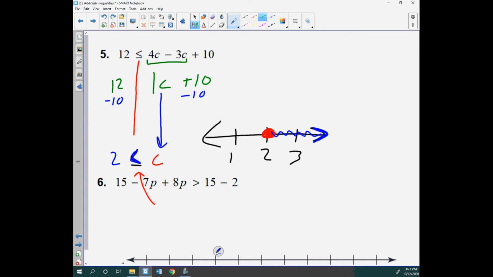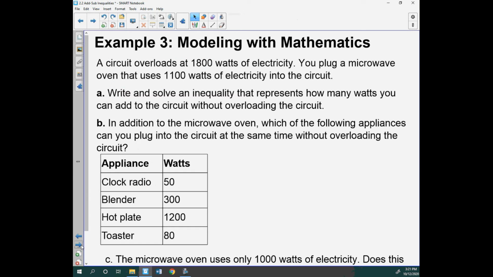Okay? All right. I think I'm gonna skip ahead to the next slide. You can look at that. Here's a real life example. I understand there's a lot of words here. This is our main thing that we'll just read. But a circuit overloads at 1800 watts. That's the most you can have in your circuit for electricity. You plug in a microwave that already uses up 1100 watts.